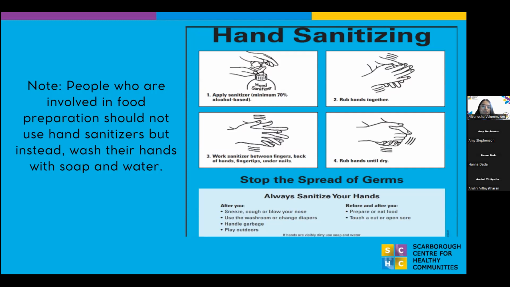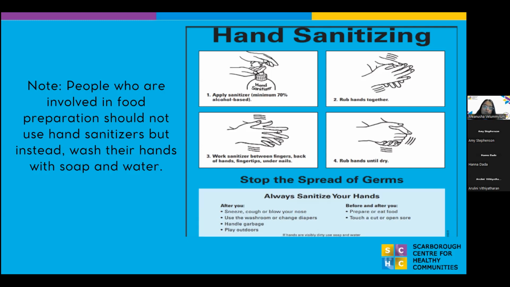So you want to apply the sanitizer, and most of them should be a minimum of 70% alcohol base. You want to rub your hands together, lather and work the sanitizer between your fingers. Again, those key areas of the back of the hand, the fingertips, and under the nails. And you want to rub your hands until dry. So you want to make sure that you don't have any leftover sanitizer, because if it is leftover, then it's not going to be effective.